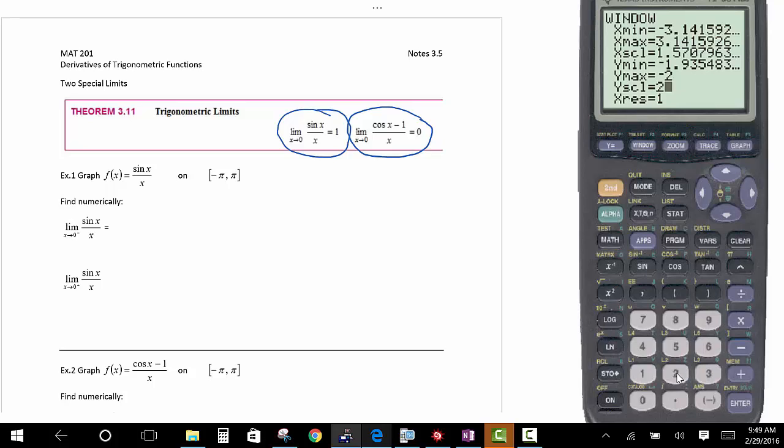Now, from a mathematician's standpoint, graphing doesn't prove anything. It only demonstrates what this limit probably is equal to. Only the formal mathematical definitions are going to prove this.